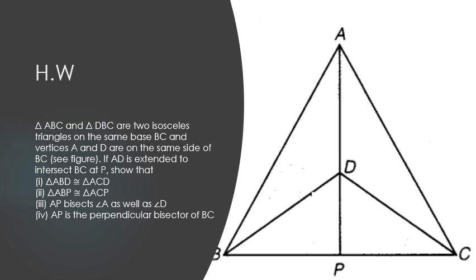Moving on to the homework. Now the homework I have given is this particular question, which is very easy. You can see it is about two isosceles triangles on the same base BC, and AD is extended to meet BC at P. Show that triangle ABD is congruent to triangle ACD and ABP is congruent to ACP. Also you have to show that AP bisects angle A and angle D and AP is a perpendicular bisector of BC. Remember, all the parts are linked with each other. Once you prove the first part, the second, third and fourth will be dependent on each other.